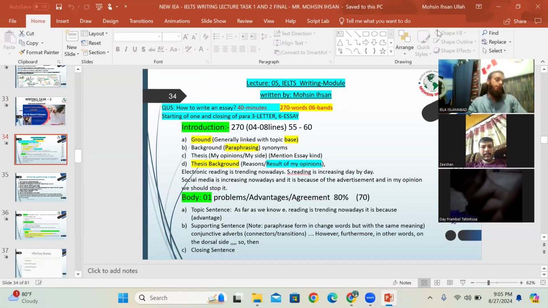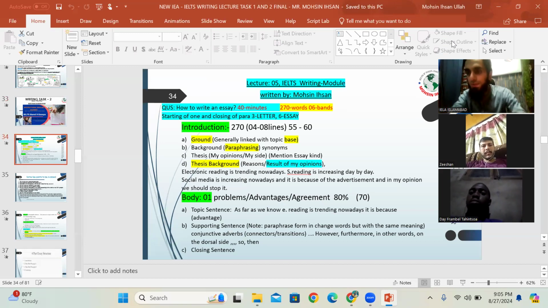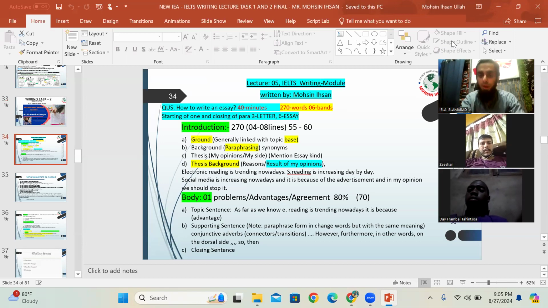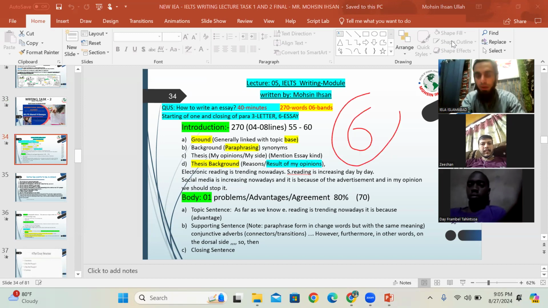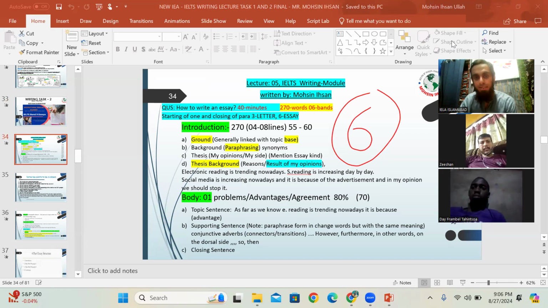Now, in IELTS writing, where question number 2 is concerned, that means a total 6 band essay. And out of 6, how much score you get depends on different things. Number 1, structure, the IELTS essay structure. The examiner looks at the structure of the essay.